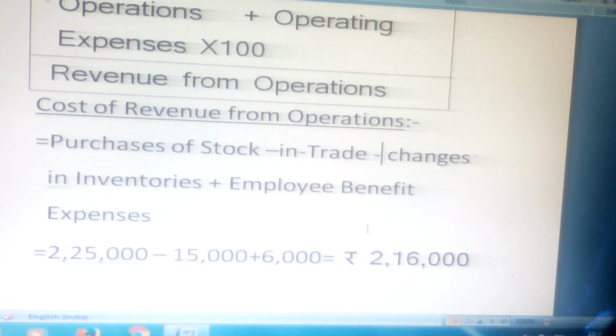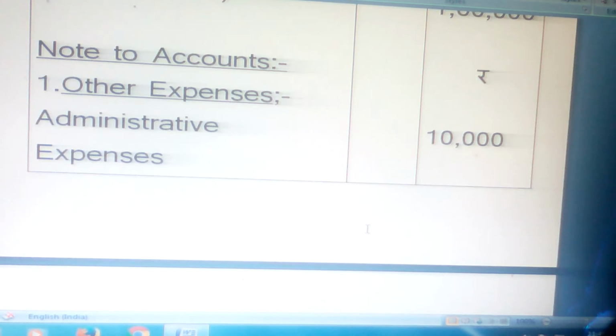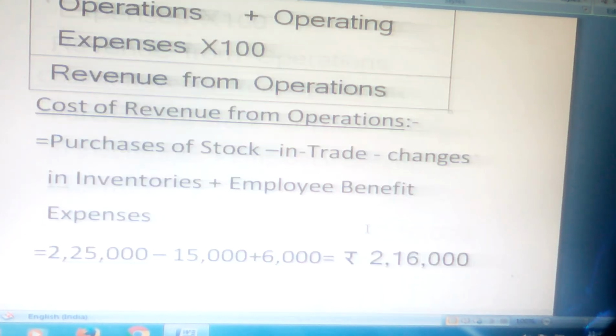2,25,000, because 15,000 is what they given in the bracket. See the problem here, they given in the bracket, you're going to deduct 15,000. Stock in trade, change in inventories. So we're going to deduct 15,000 here. Then we have to add 6,000 for our employee benefit. We got it 2,60,000. That's what our cost of revenue from operation.